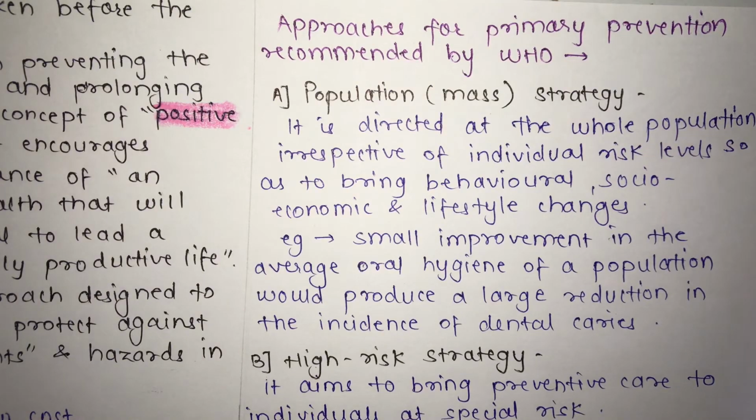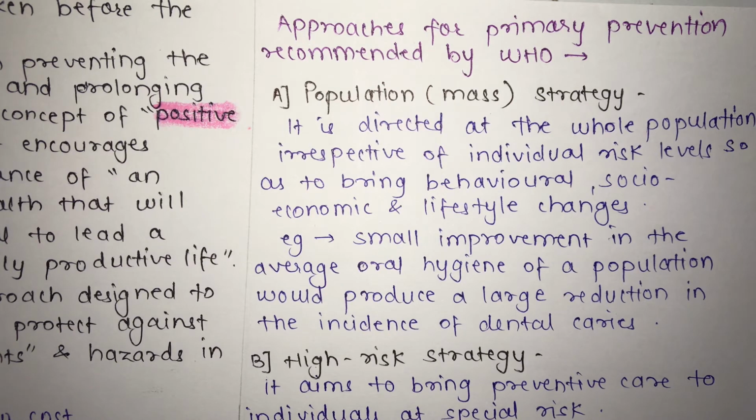Now, what are the approaches for primary prevention recommended by the World Health Organization? There are two approaches. First is the population mass strategy, and the next is the high risk strategy. Population mass is directed at a whole population irrespective of the individual risk level, so as to bring about behavioral, socio-economic and lifestyle changes. In this strategy, you're directing it towards the whole population, and you're not considering which individual is at more risk. So you are bringing the changes in lifestyle, socio-economic and behavioral factors.